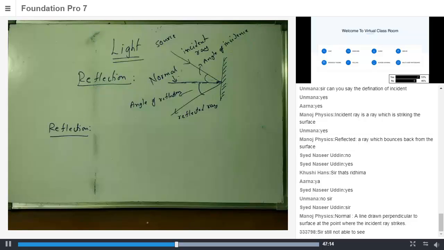So normal is a line drawn perpendicular to the surface at the point where the incident ray strikes.